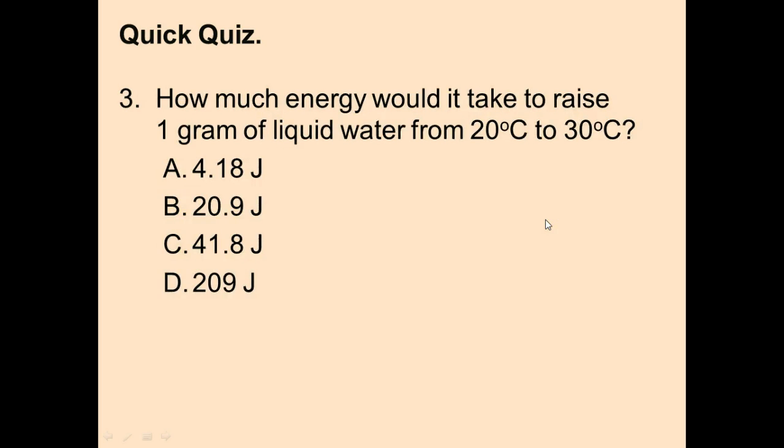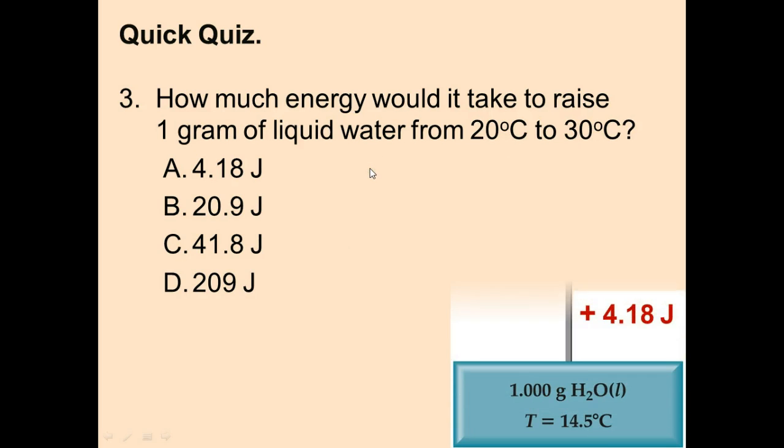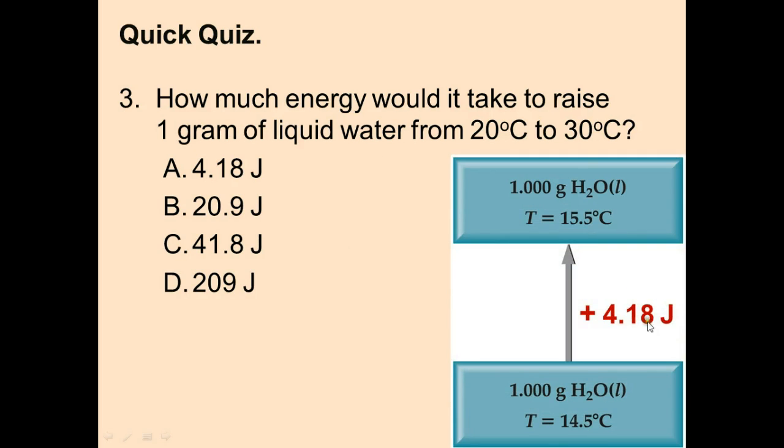And so here we have question 3. So this is a calculation problem, so you should get out your calculators, but this problem is pretty easy. How much energy would it take to raise 1 gram of liquid water from 20 degrees Celsius to 30 degrees Celsius? So remember the formula, Q equals mcΔT. So just follow along in your head. So we have mass, we have temperature, but we can figure out delta T, and it's liquid water, so we know the specific heat is 4.18.